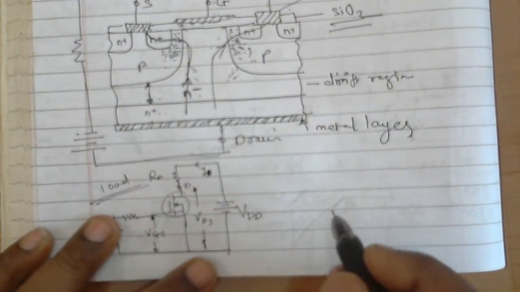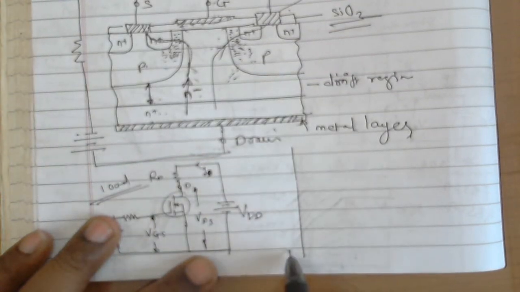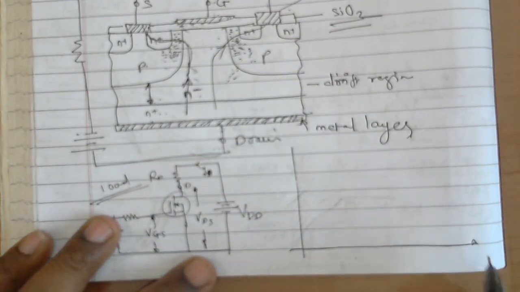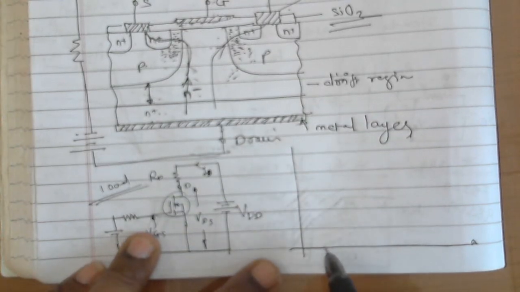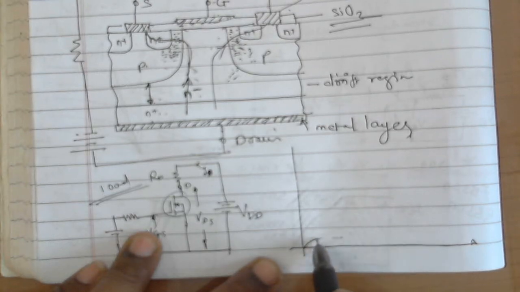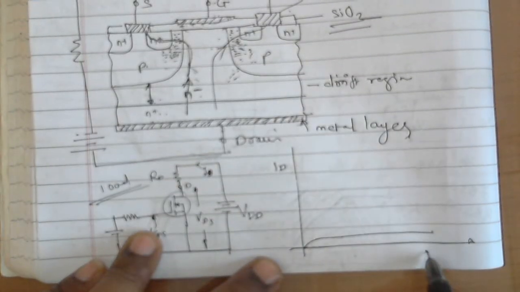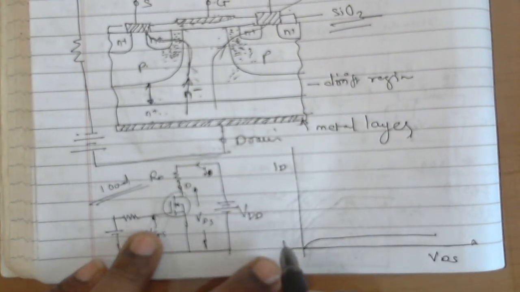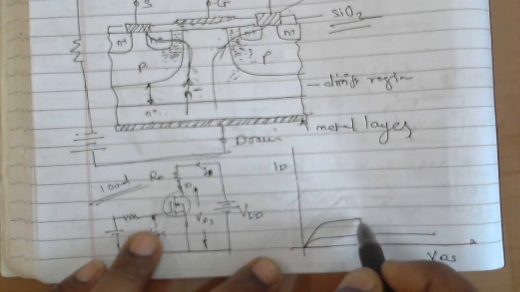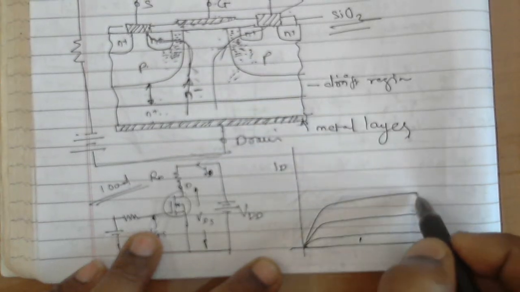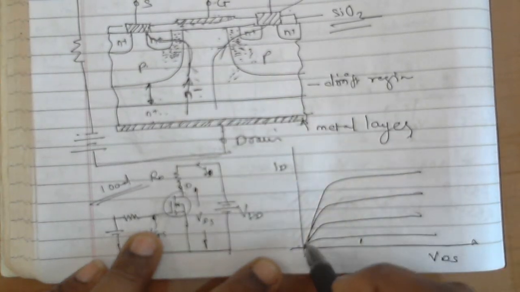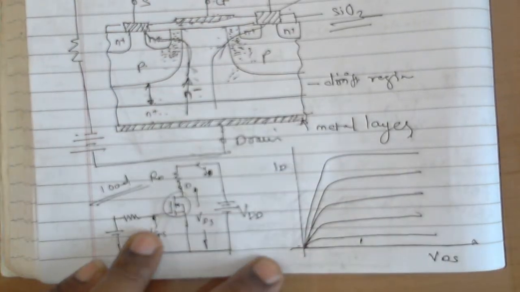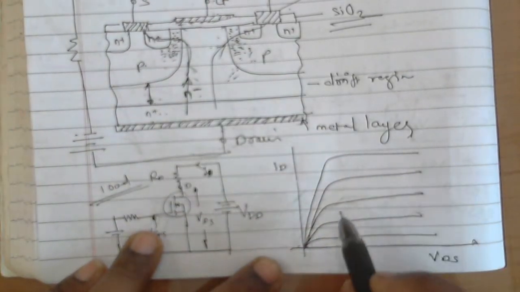Now, as it is from the transistor family, its characteristics are similar to the transistor. When your VGS, the gate to source voltage, is very low, you will get almost no drain current. This is ID, the drain current, and this is the drain to source voltage. So this is a leakage current here. As you go on increasing the gate to source voltage, the drain current starts increasing.